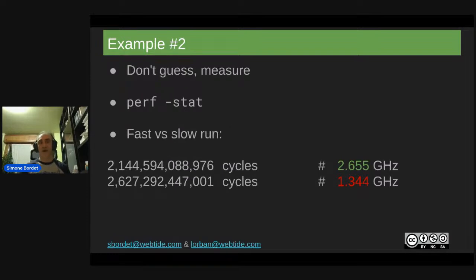So rather than guessing too much, we measured. We applied perfstat to our runs, and what we saw was this. Perfstat reports the CPU clock speed. It turns out that one of the runs was going at 2.6 gigahertz, but the other run was going at 1.3 gigahertz, which is exactly half. And that explains the problem and why we were seeing those results.